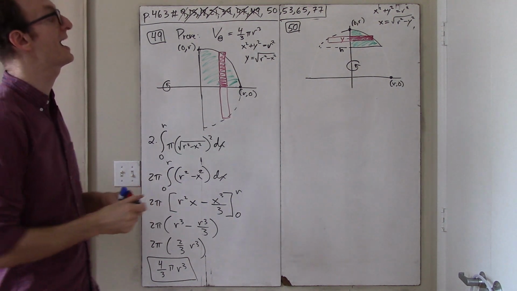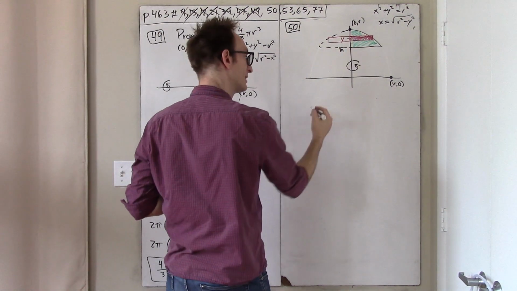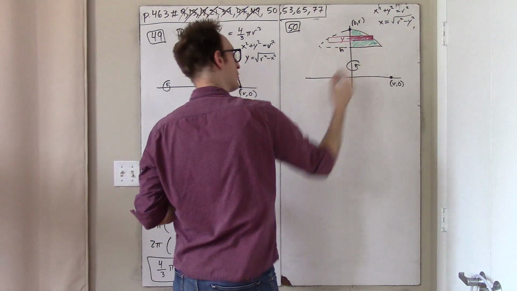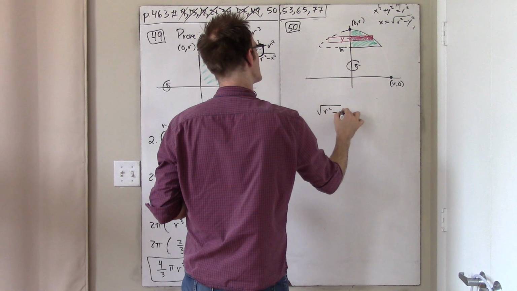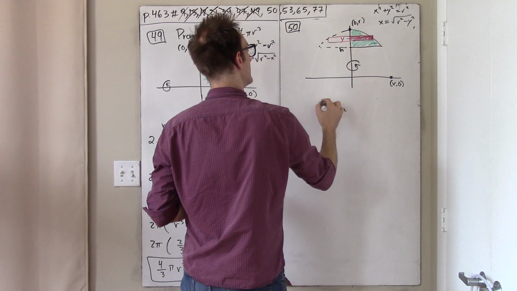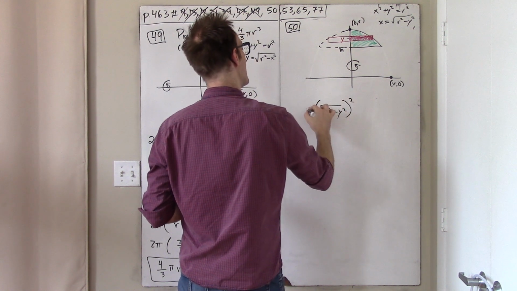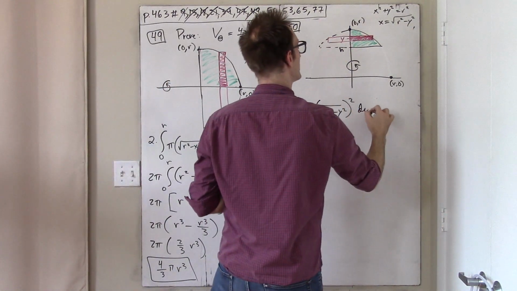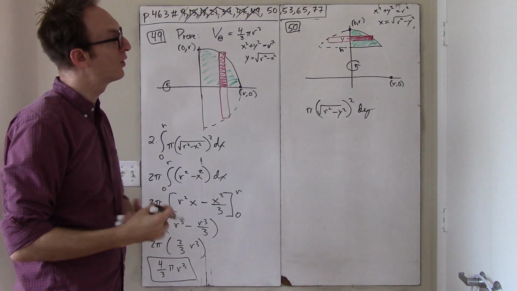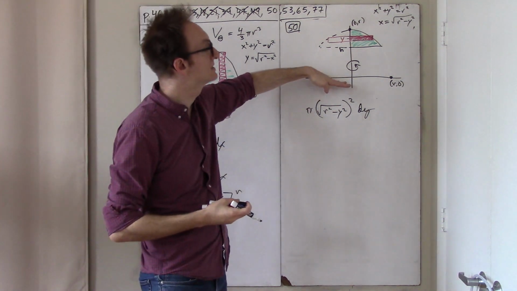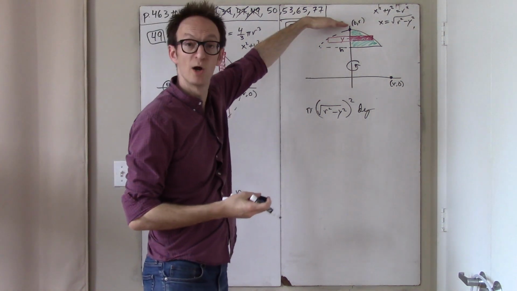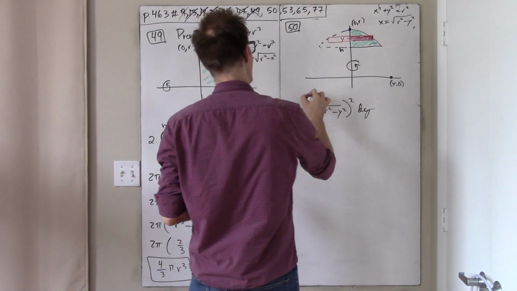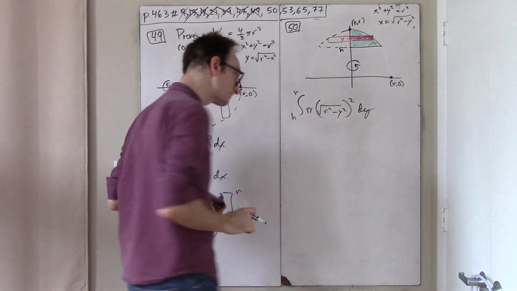I take the height of that representative rectangle, which is, for a given y value, the x-coordinate: root r squared minus y squared. And I square it, multiply by pi. That gives me the area of that circular disk. I multiply by the thickness. But now, instead of integrating from 0 to r, which would give me the volume of a hemisphere, I now just integrate from h to r.